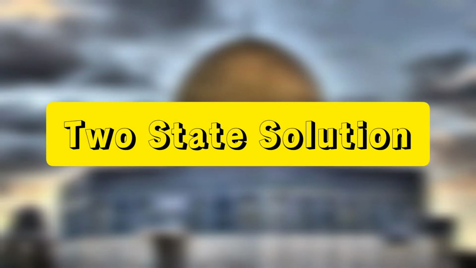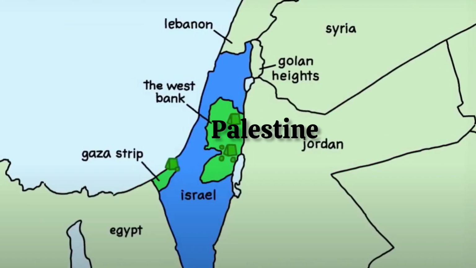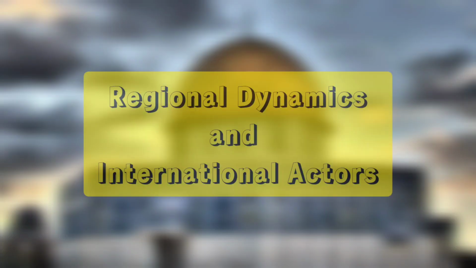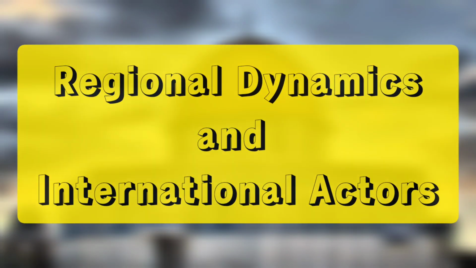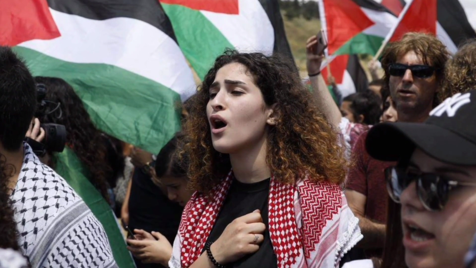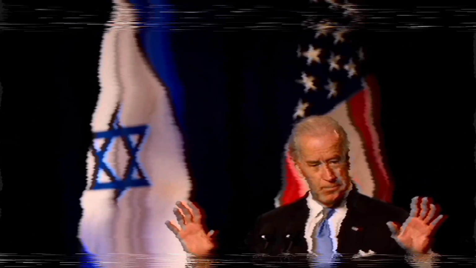The two-state solution. The concept of a two-state solution, an independent Israel and Palestine coexisting side by side, has been a central goal for peace efforts. However, different interpretations and political challenges have hindered its realization. Regional dynamics and international actors. The conflict's reach extends beyond Israel and Palestine, involving regional powers and international actors. Diplomatic initiatives and peace negotiations, often brokered by the United States, have aimed to find common ground.